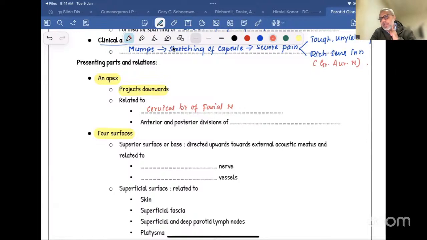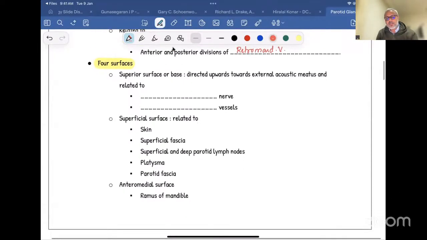Yes, this supplies platysma, right? So this is the cervical branch. Along with this, we also have the anterior and posterior division of the retromandibular vein, right? So these are found on the apex of the parotid. Then, what about the surfaces?